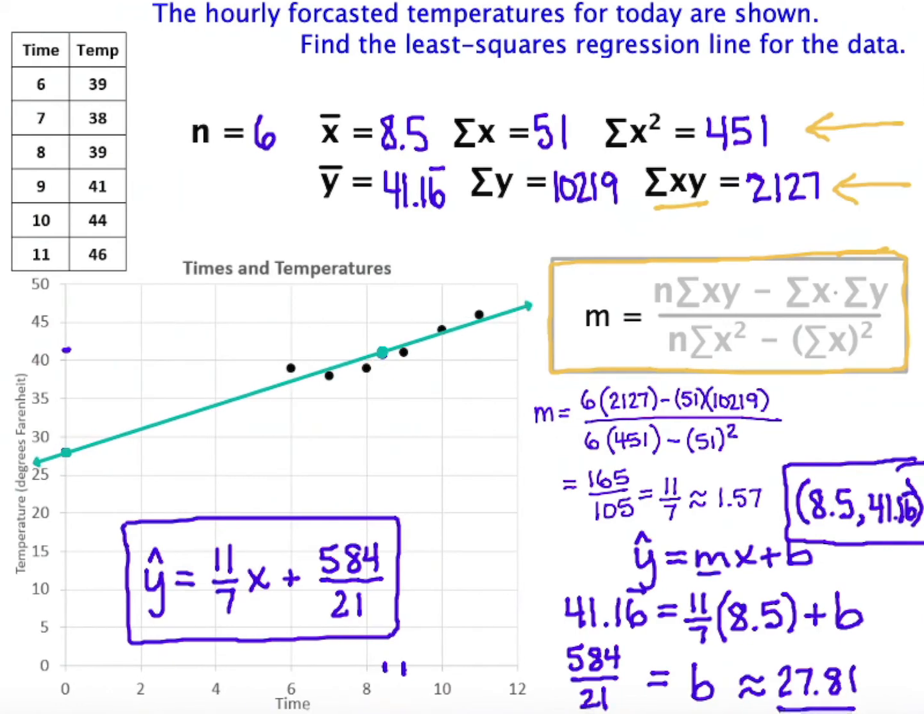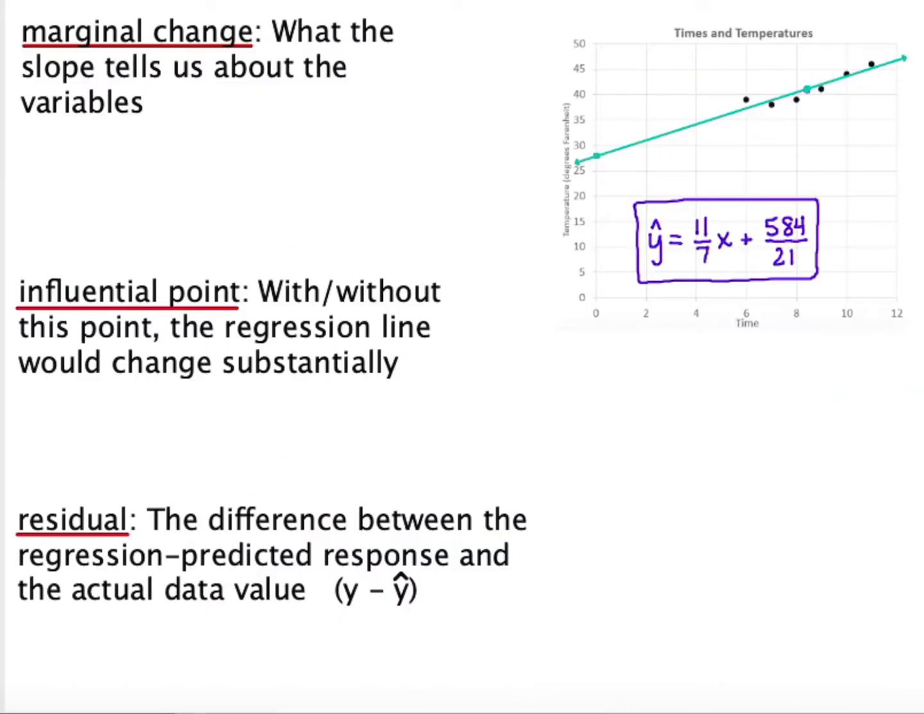And I would say that that line fits the data pretty well. Now that we've done the calculations, I want to teach you 3 more vocab words. The first one is marginal change, and it's what the slope tells us about the variables. I've always wondered why slope is m, and maybe it's because of marginal change. We know that our slope is 11/7. But what does that actually tell us?